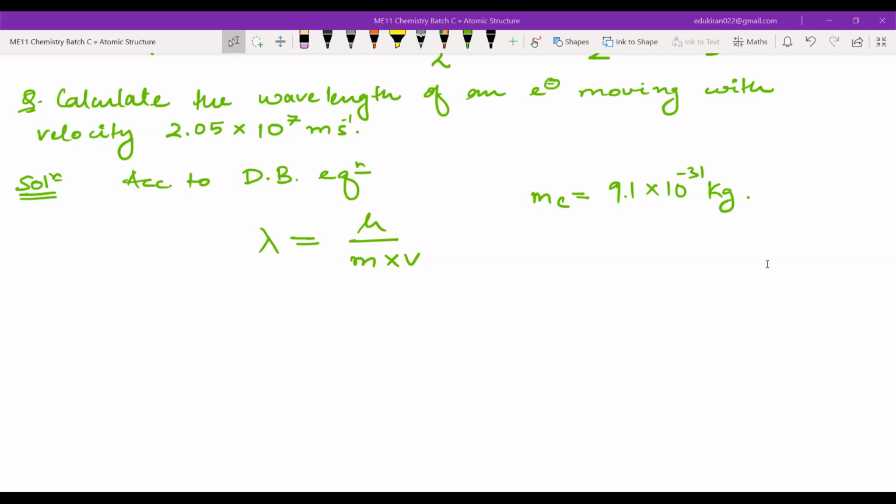So what is h? I haven't written it anywhere. Planck's constant, E is equal to hc upon lambda. You haven't written it. No, no, sir. Planck's constant h is equal to 6.626 into 10 to the power minus 34. It is joule second, right? Joule is equal to kg meter square per second square, and then second is just second. Planck's constant is joule second.